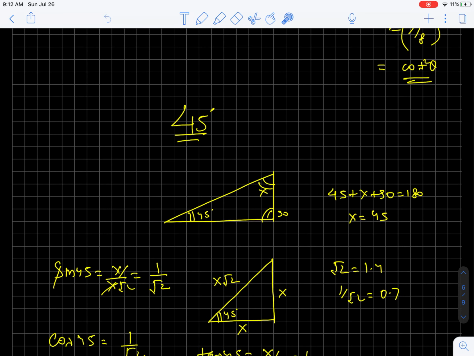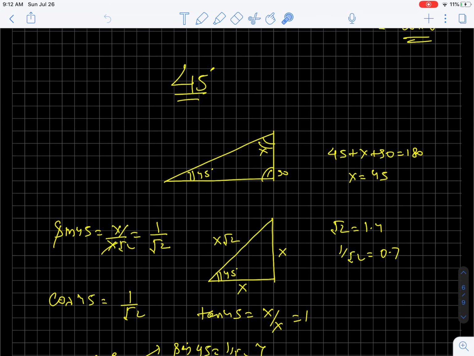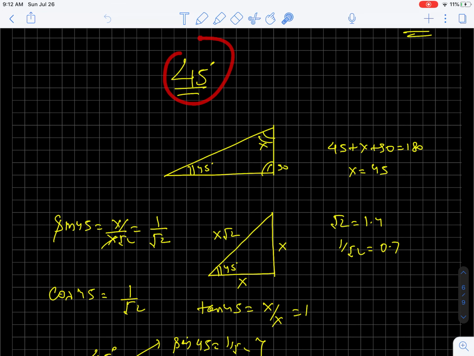Now, we discuss the different trigonometric ratios of some popular angles: 45 degree, 30 degree, 60 degree. Now see, if the angle is 45 degree, you can say this angle is 45, this angle is 90 and this angle is x. First, we'll focus on the value of x. The total sum of these angles must be 180 degree. 45 plus x plus 90 equal to 180, then x must be equal to 45.